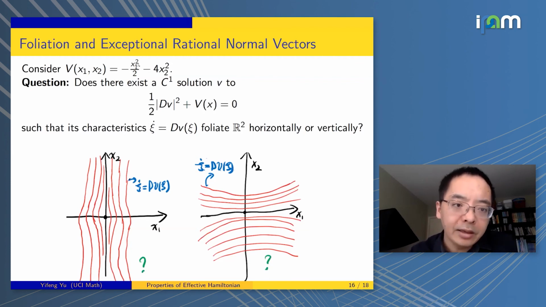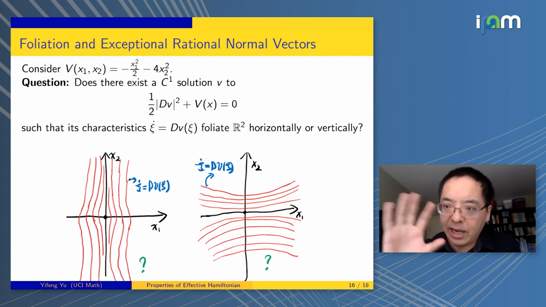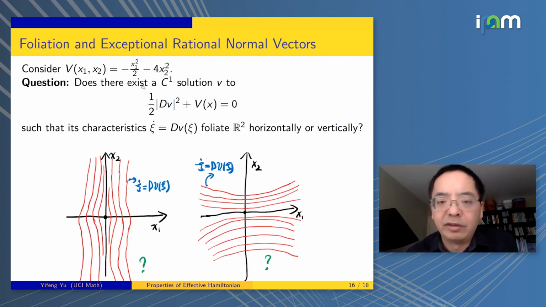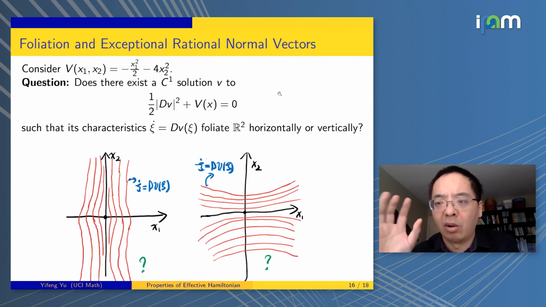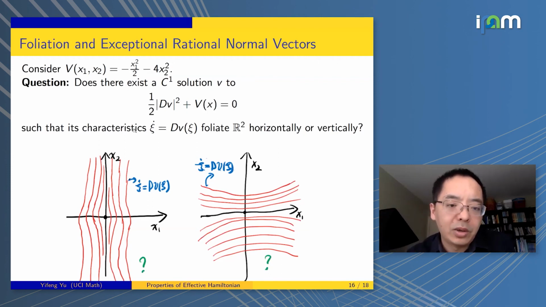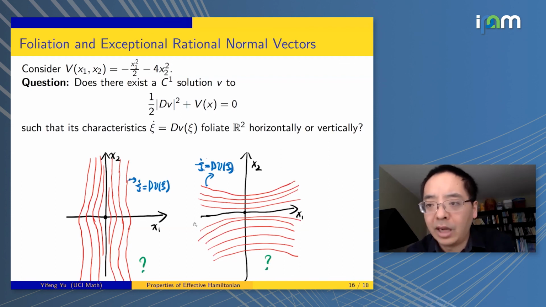Then the question is basically reduced to the following, and this is the key part. Are you able to find a C1 solution to this equation in the whole space? Or you just say near the origin, but it doesn't matter, you just do blow up. If you look at its characteristics, are you able to find a C1 solution such that its characteristics will foliate this either horizontally or vertically? So the question is, which picture is possible? Either both of them are possible or none of them is possible. That's the question.